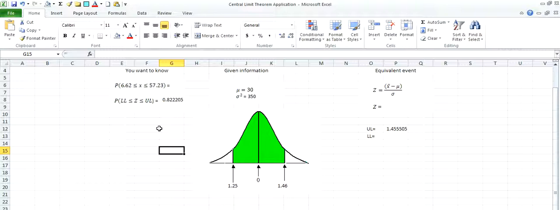Okay? Just practice this one. You know that there are only three types of probabilities that you will compute by using normal distributions.